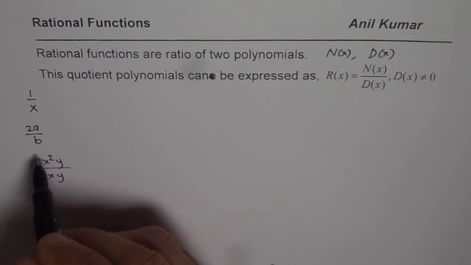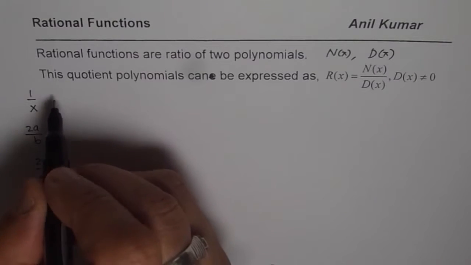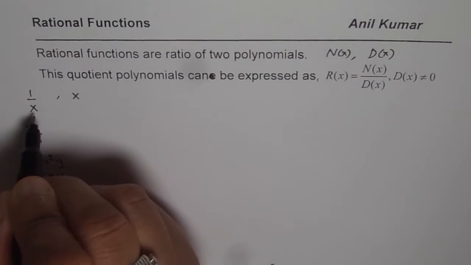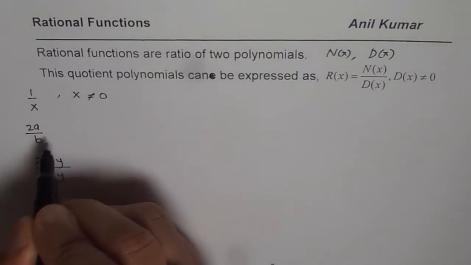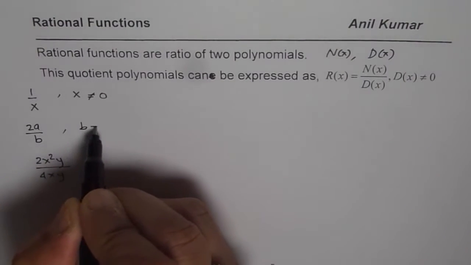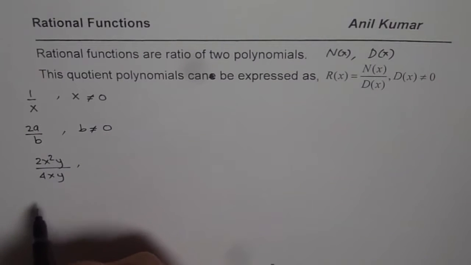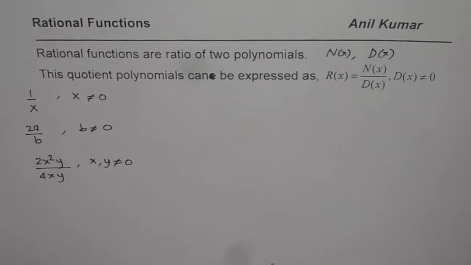So in these rational functions, since you cannot divide by 0, we will always have restrictions, which should be clearly written, as x is not equal to 0. In this case the restriction is that b is not equal to 0. In this case the restriction is, 4 cannot be 0, it is a constant, so x and y are not equal to 0. So those are the kind of restrictions which will always be there on a rational function.